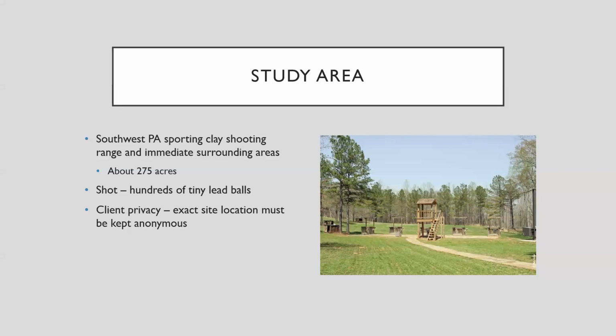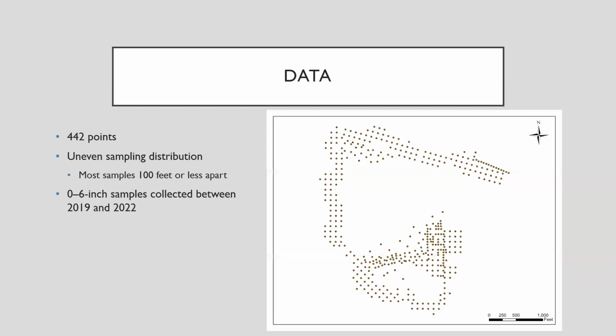The shotguns that are used for sporting clay courses typically contain shot with hundreds of tiny lead balls, which when shot disperse in the air to create multiple projectiles. This data comes from my place of employment, and to keep client privacy, I'm required to keep the exact location of the site anonymous. The main data set that will be used is a set of 442 points that represent soil sample locations. The distribution of these sample locations is not even across the extent of the study area. You can see in the map of the samples that there are big gaps in the middle of the data set.